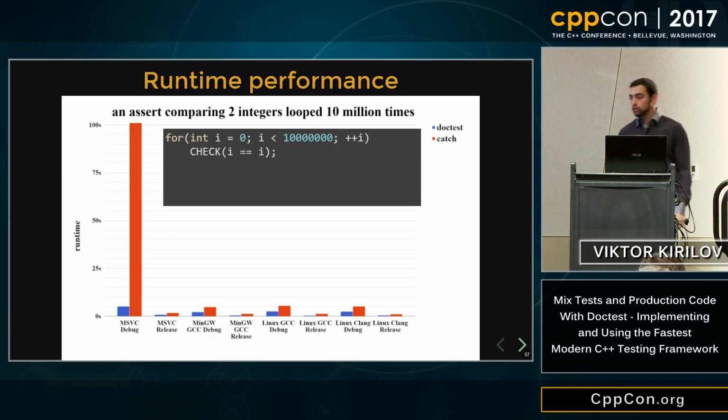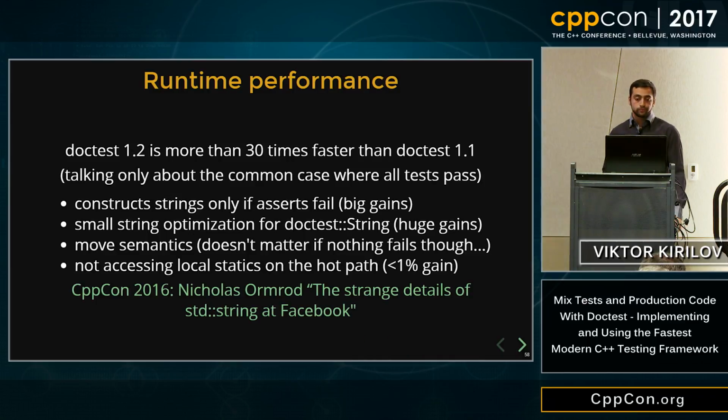Actually, Catch started doing that first, and I saw that and got the idea to do the same, because some users were reporting that their unit tests ran for like 10 minutes, which is crazy. I don't know how many asserts they have, but maybe it's a problem for them. So the latest version of Doctest is more than 30 times faster than its previous version. But here I'm talking only about the common case where no assert fails. And that's the common case, right? If you have 10 million asserts and only 5,000 of them fail, you should optimize for the ones which don't fail.